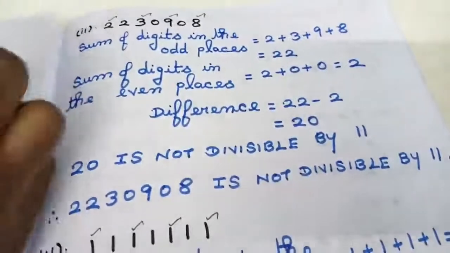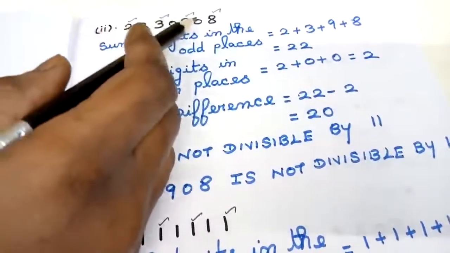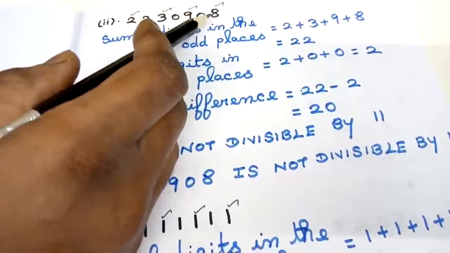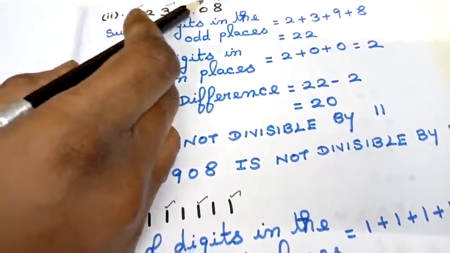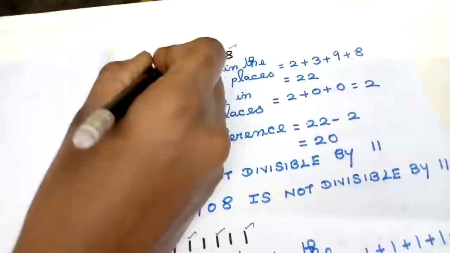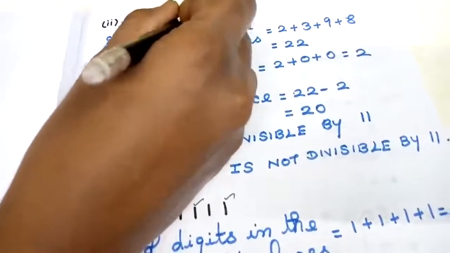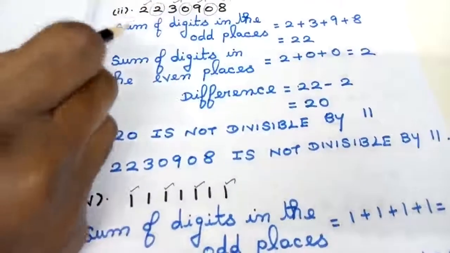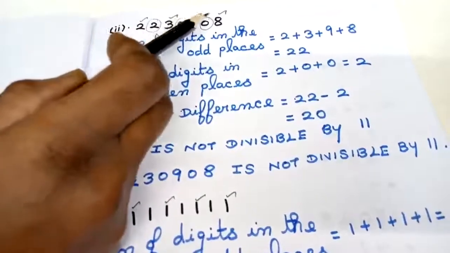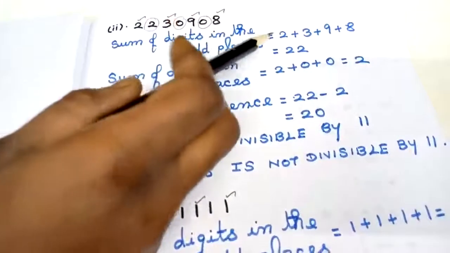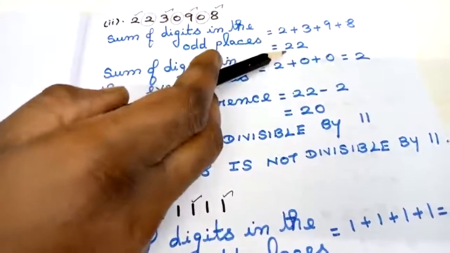So, second question, 2230908. You are going to check whether it is divisible by 11 or not. I am going to put a tick alternately, and the remaining numbers I will put a circle, students. The ticked numbers are in the odd places and the circled numbers are in the even places. So, the sum of the digits in odd places: just add 2, 3, 9, 8. I get the value as 22.